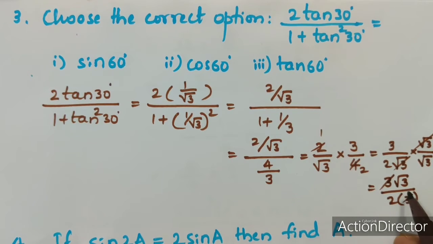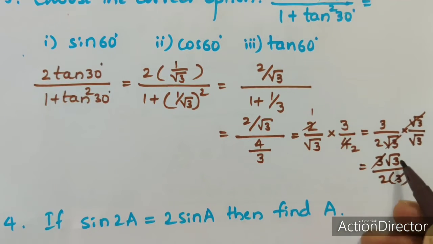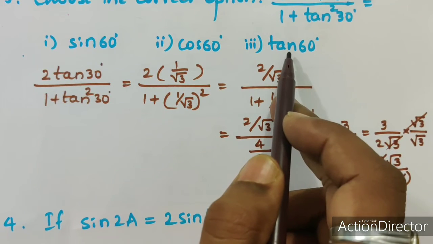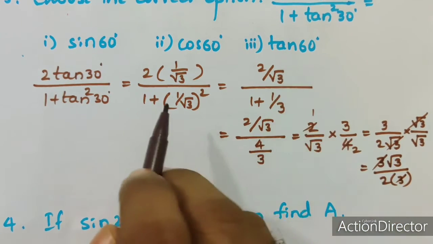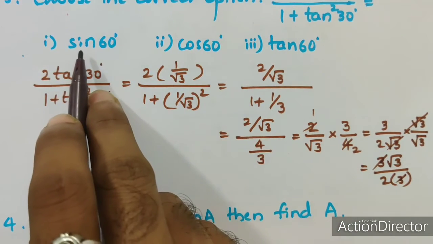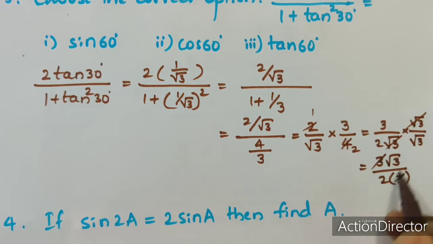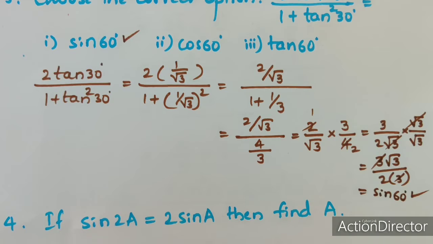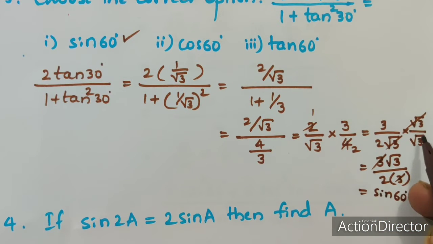But I can take help of the tables. Root 3 by 2 is the value of which trigonometric ratio? See, tan 60's value is different, it is only root 3, and cos 60 value is 1 by 2. So sin 60 value is root 3 by 2. So in place of root 3 by 2, you can take it as sin 60, which means your first option is the correct answer. Sometimes this confusion happens, so in the process of rationalization you should be a little careful.